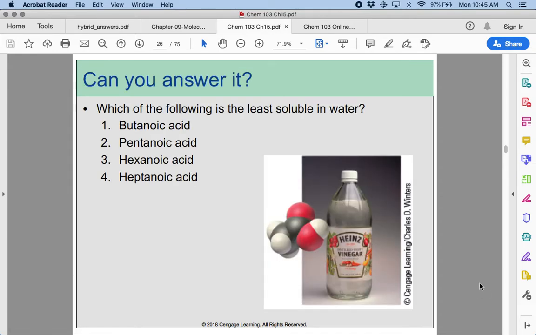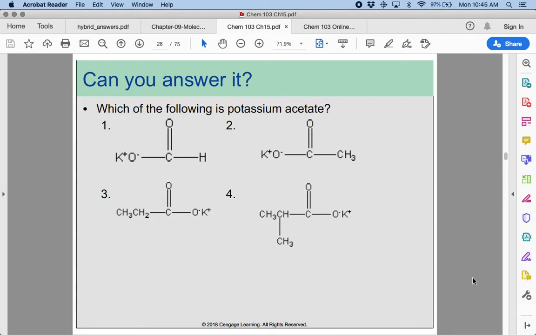So how would you answer this question? Again, heptanoic acid is going to be 7 carbons long. That's going to be the longest of the carbon chains, which means it would be the least soluble. Go ahead and answer this one. Correct answer here, we have to think of the fact that we have acetic acid that we lost the hydrogen for, and we'd have potassium acetate.